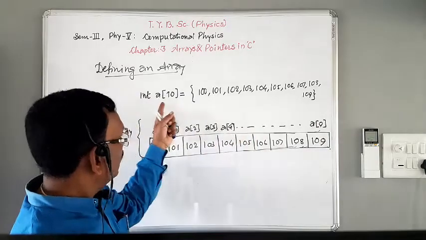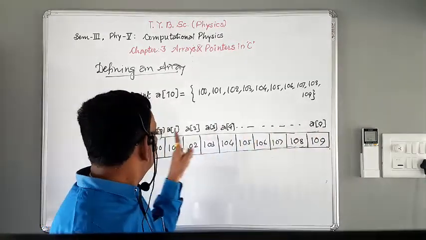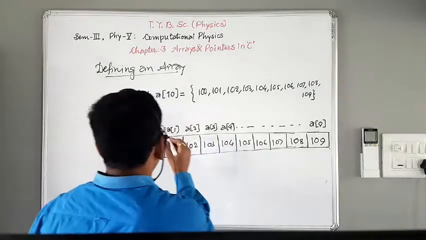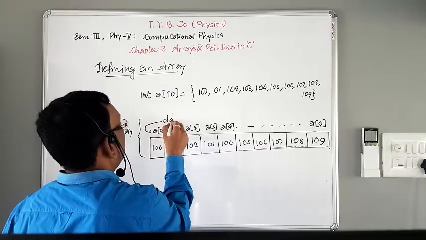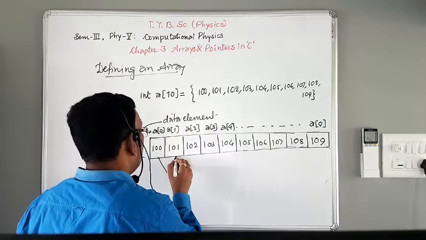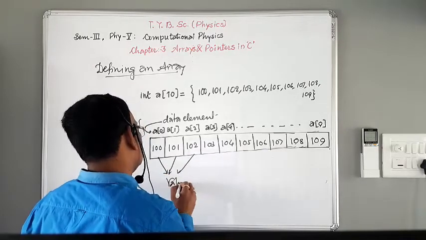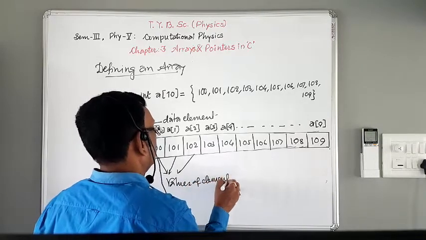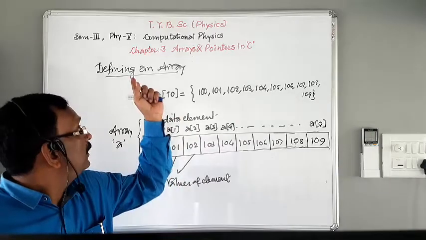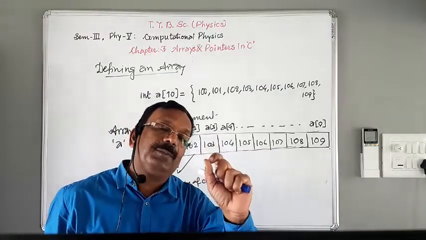Now remember that this is the size of the array, 10, but this is the indexing: 0, 1, 2, 3, 4 are the indexing. So we can say that these are the data elements. Remember that. And these 100, 101, 102, like this, all these are what? Values of elements. Okay, do you understand it? In this way we can initialize an array in our program.